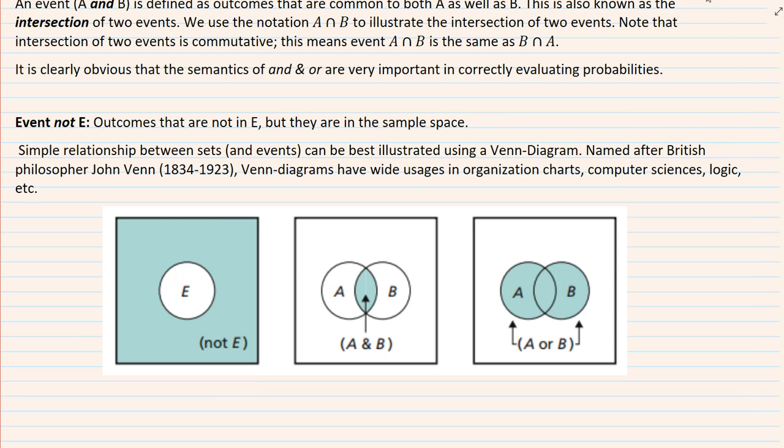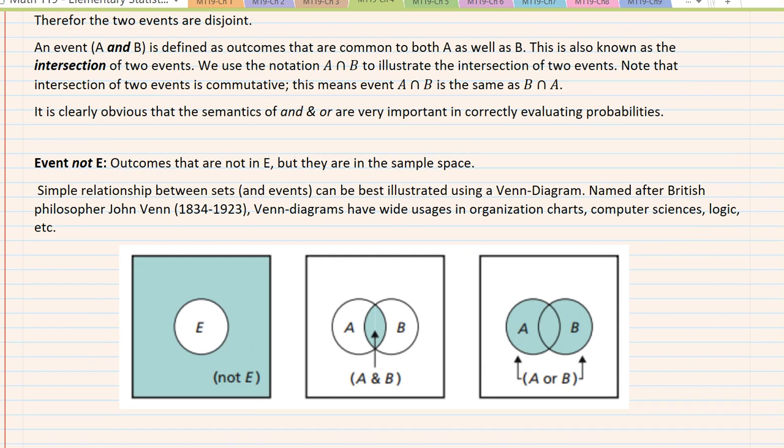I'm trying to use my pen to write on this, so hold on for a moment. Okay, so I'm going to write A and B as the intersection. Using the intersection notation, I can write this as A intersect B. Now A or B is written as A union B. That's just the notation.